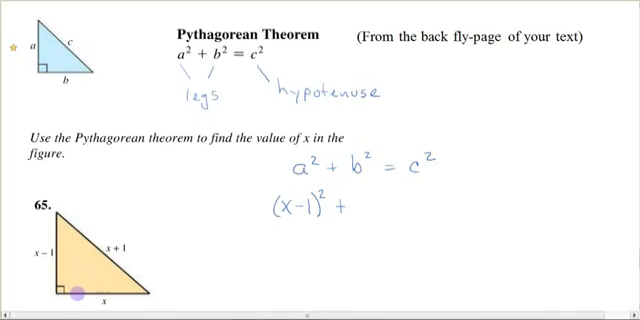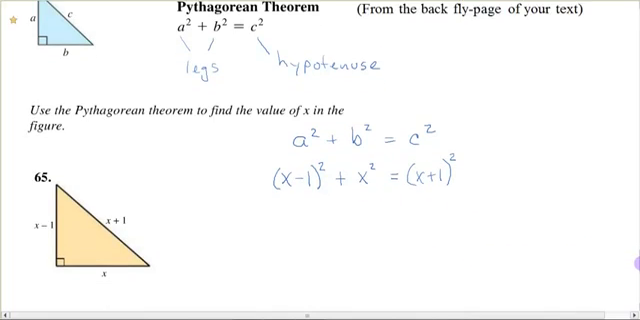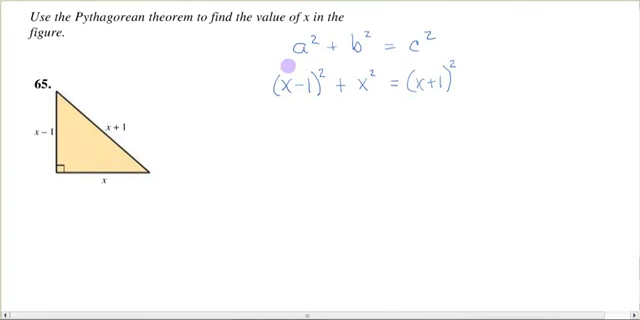Plus b squared, let's call this b, that's an x squared, equals c squared, the c is the hypotenuse, so we'll put x plus 1, and again, if I want to square that entire length, I need to put parentheses there. So we have set it up, now we just need to solve this. So let's go ahead and multiply this out. I have x squared minus 2x plus 1 plus my x squared equals x plus 1 quantity squared is x squared plus 2x plus 1.